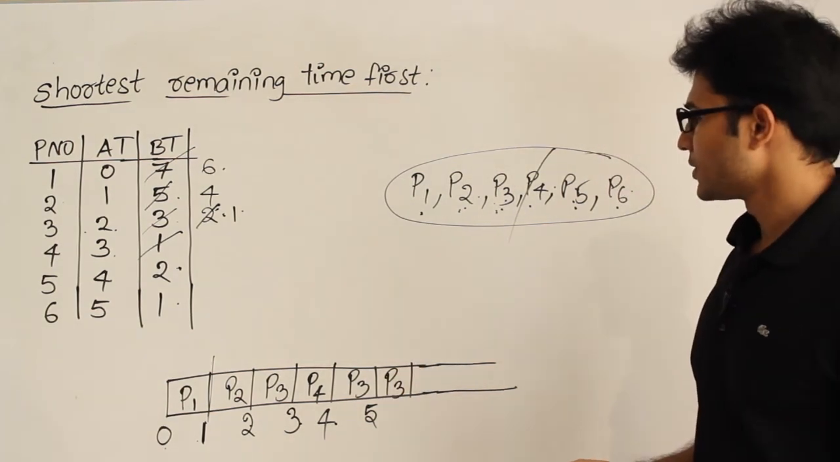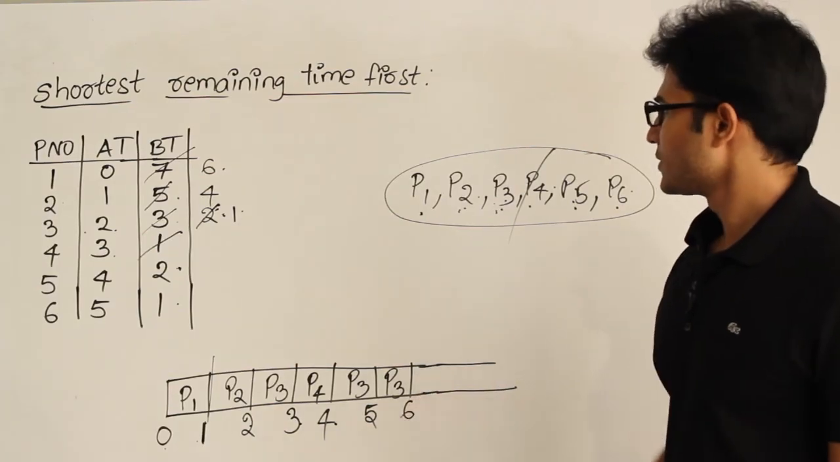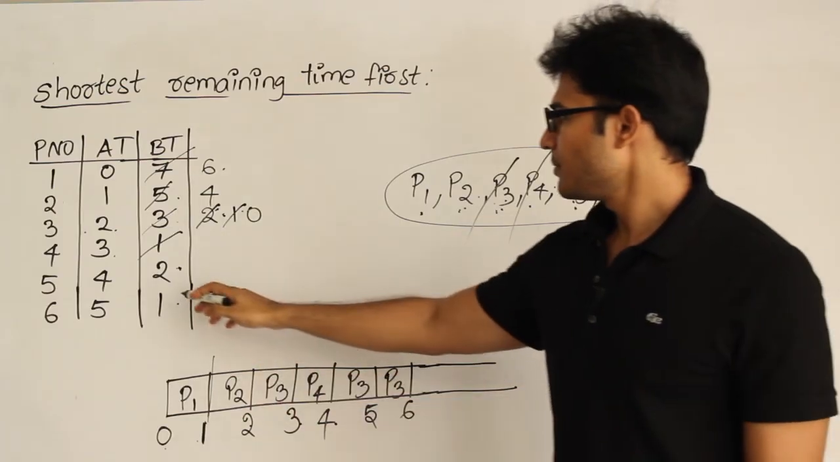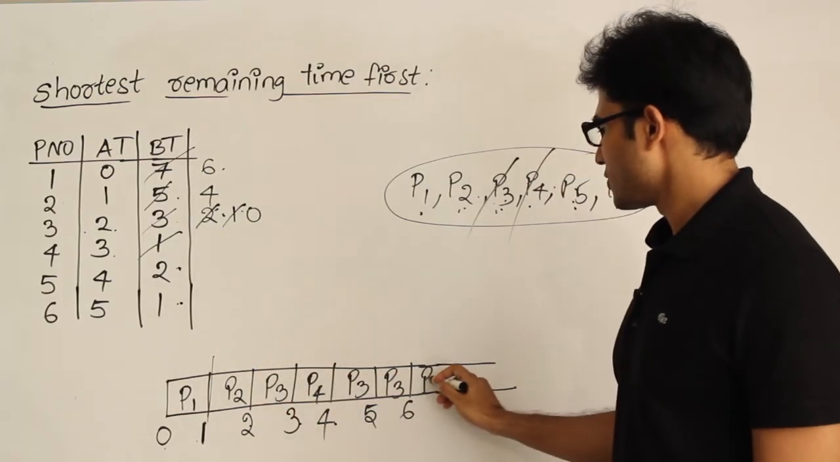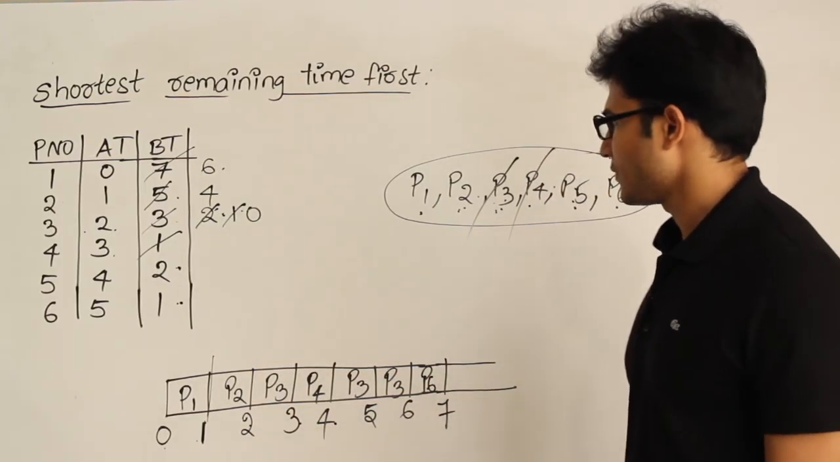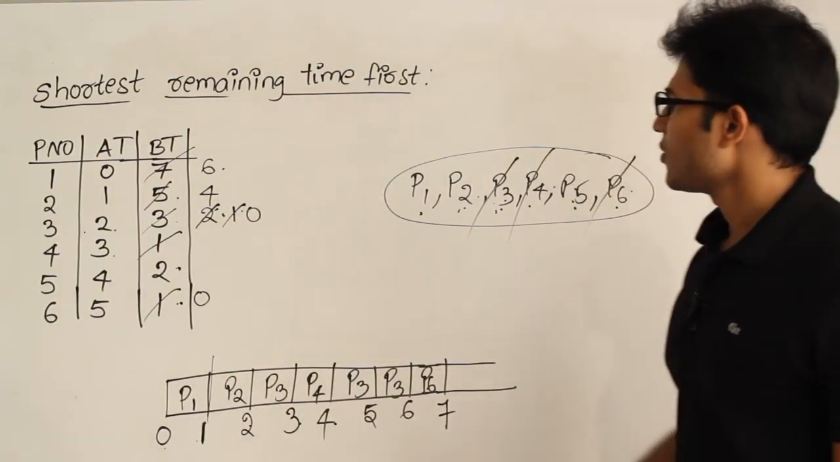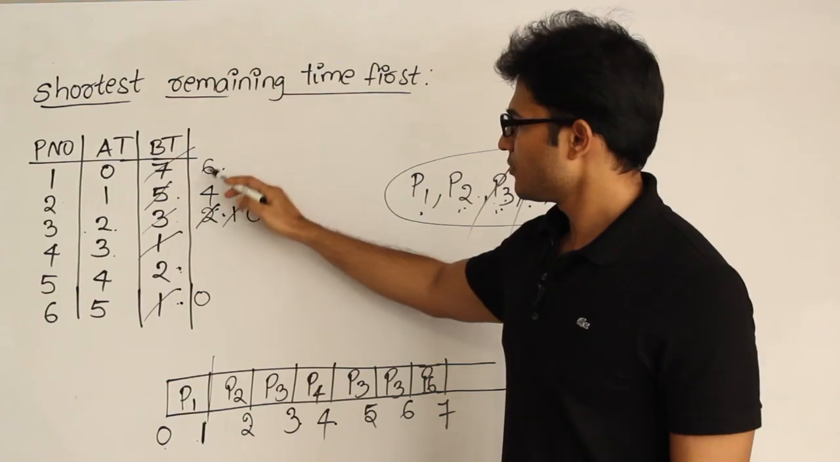And now what is it? It is 1 unit, 6, and it is 0. Therefore P3 is over, and the next one will be P6. So P6 will be scheduled. It requires only 1 unit, therefore 7, and it is going to be over. So P6 is over. And now I have 3 processes, P5, P1, P2.